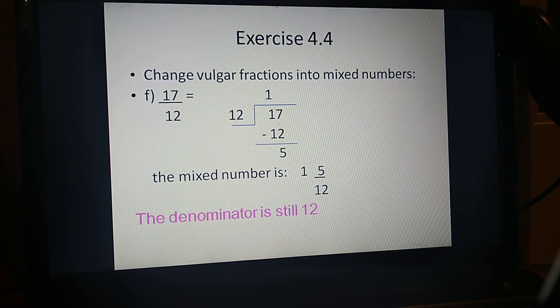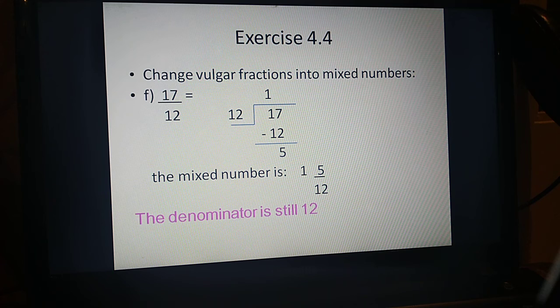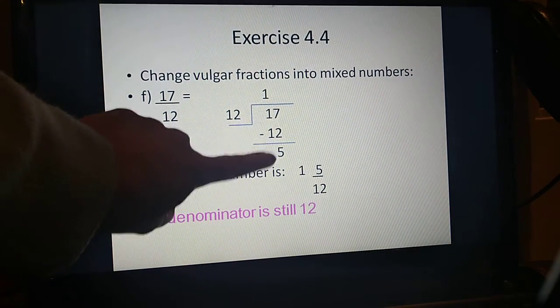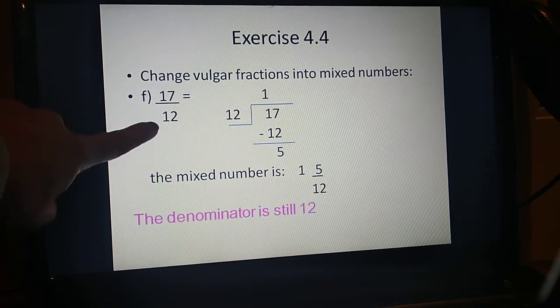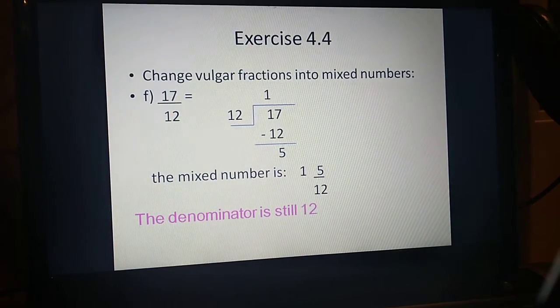Now, try F. 17 divided by 12. Now, if I divide 17 by 12, the answer is 1. Now, multiply 1 by 12, that's 12. Subtract, the answer will be 5. Good. Now, the mixed number is, you got that right, 1 and 5 divided by 12. The denominator was 12. It's still 12. Good job.